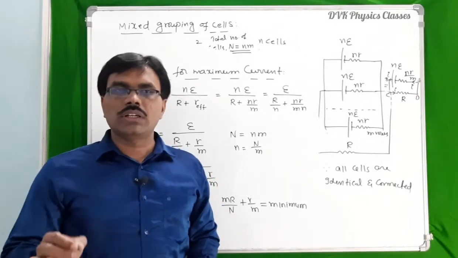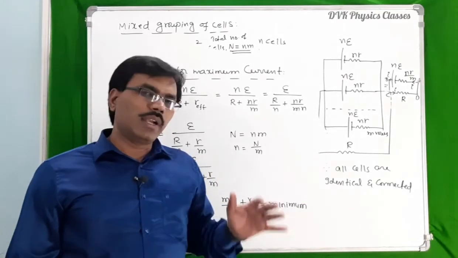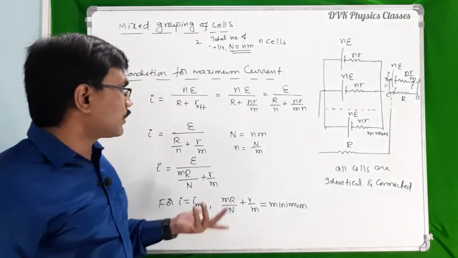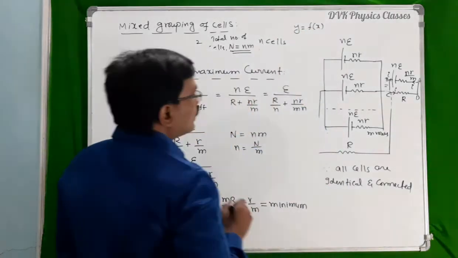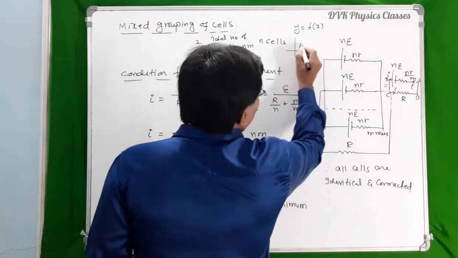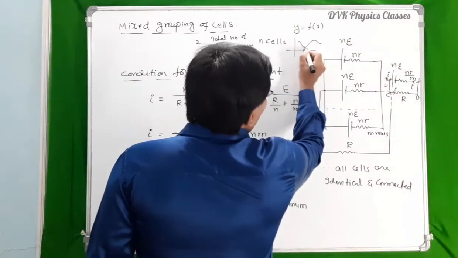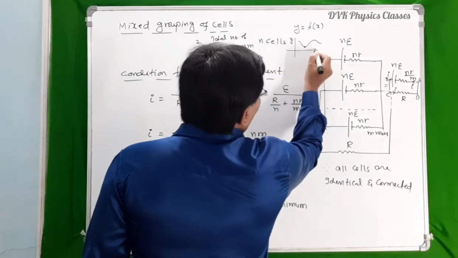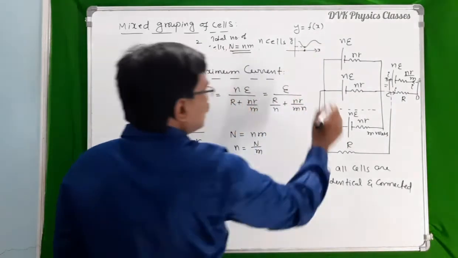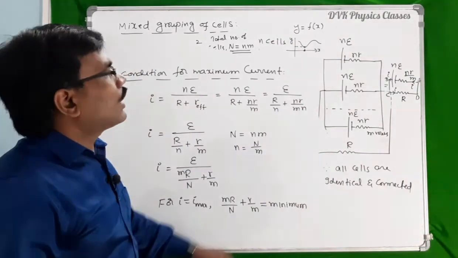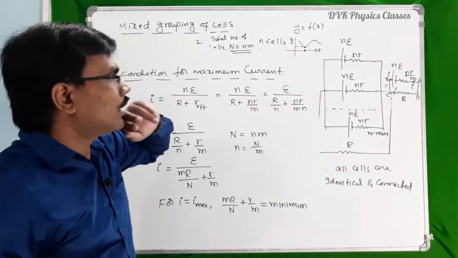Okay, when a function has a minimum value at a given x, suppose we take y as a function of x, and suppose the variation of y with x is given like this. So y has a minimum value at this point. How do you say that y has this minimum value at this point?